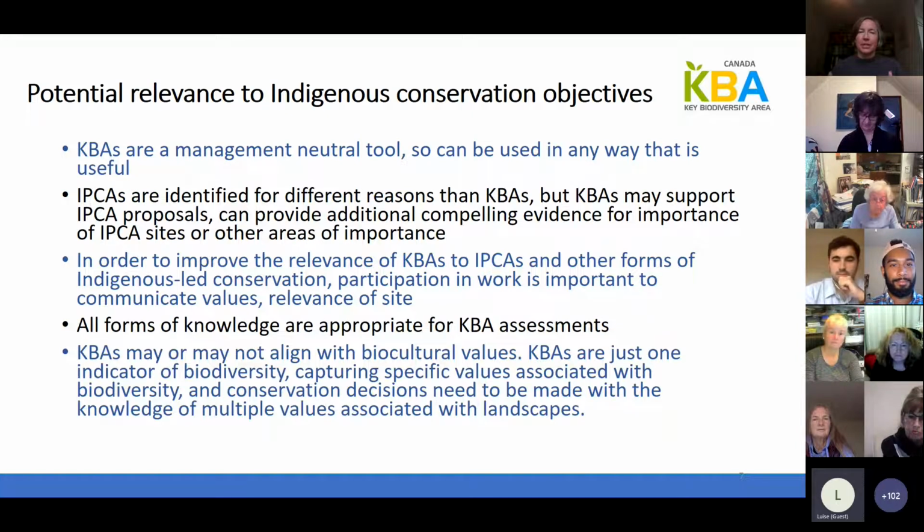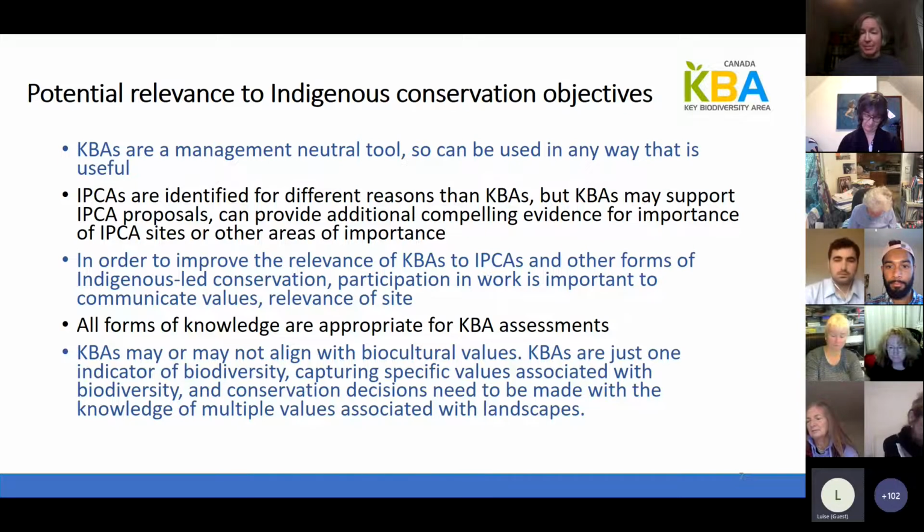But this is a tool that is quite top down. It's very much based on ecological indicators and ecological elements. But we're committed to trying to make this as relevant to Indigenous-led conservation as possible as well. Those kinds of conversations are ongoing to figure out how it can feed into different Indigenous-led processes. It's management neutral, which means that it does have the potential to feed into any kind of process.